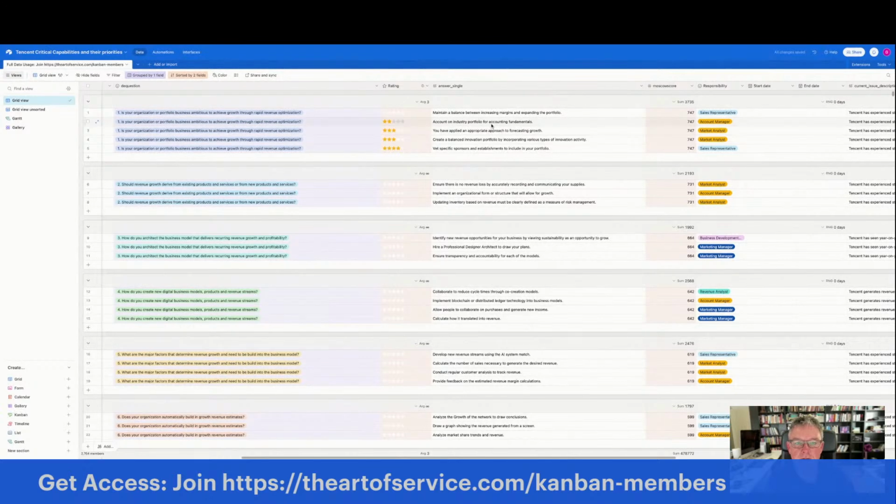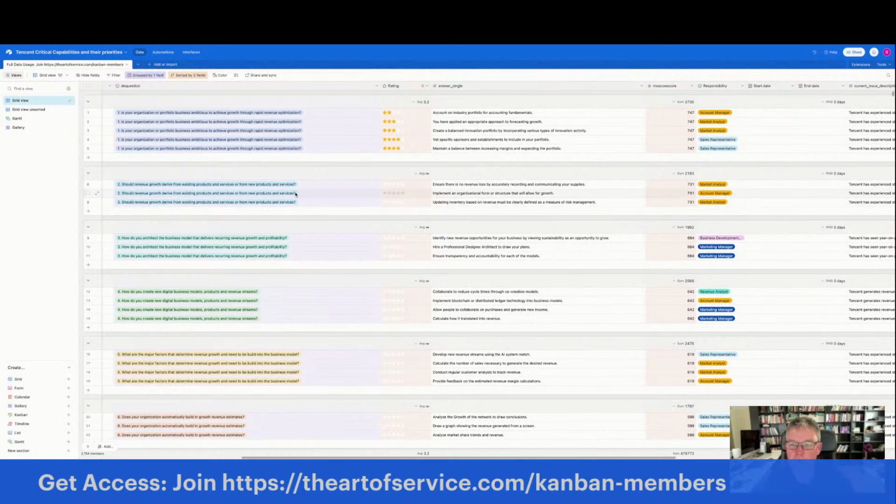Maintain a balance between increasing margins and expanding the portfolio. We're keeping a tight ship. We're keeping a tight eye on that. So these are the areas that I'm comfortable with. Now, let's go to the next one. We'll do a couple, so you get an idea of what comes out of this.